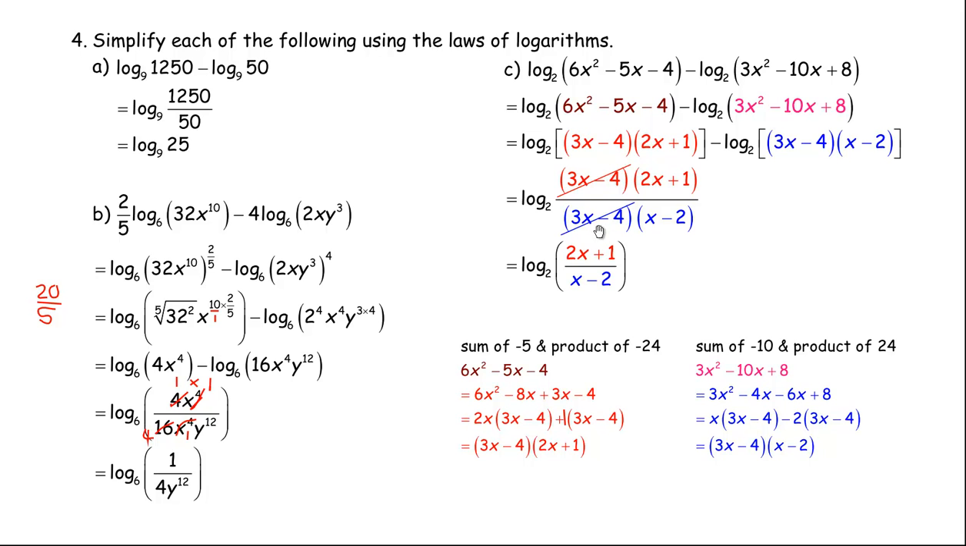And since they have this 3x minus 4 factor in common, just like I divided out the x to the 4ths over here, those will divide out, so it's going to be logarithm base 2 of just 2x plus 1 over x minus 2. That would be the simplest way to write that expression.